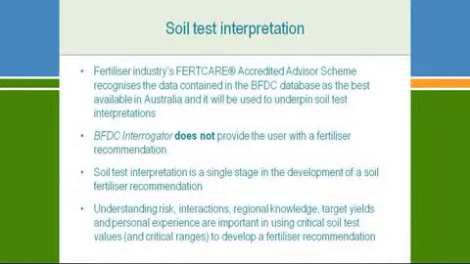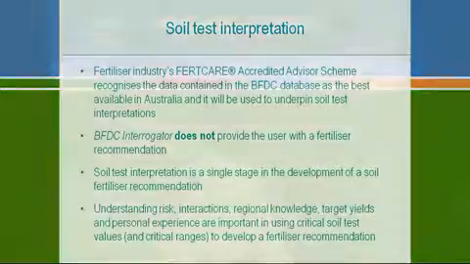It is about a single stage interpretation as part of a recommendation. We need risk, we need interactions, knowledge of the region, we need target yields to better understand that and to put that into context for a recommendation. In terms of the data that's available, most of it is for wheat. There's no surprise there. Most of the recommendations have been based around those trials and understanding how other crops might fit into the rotation.